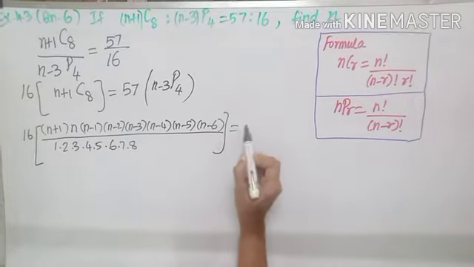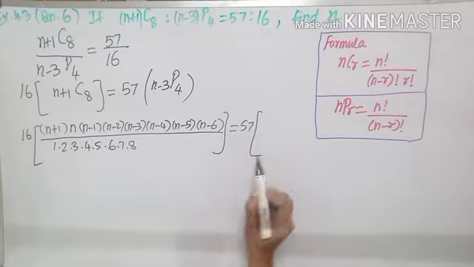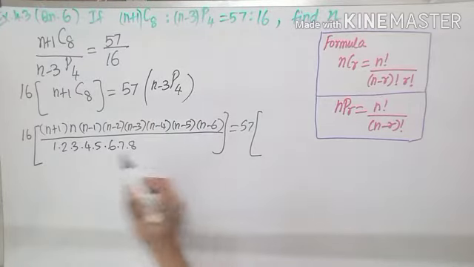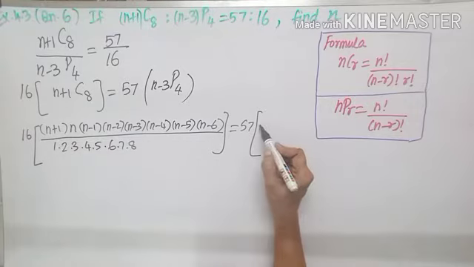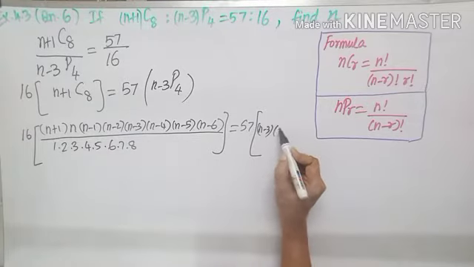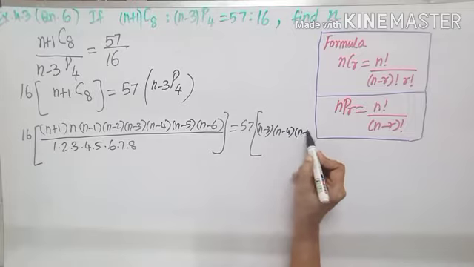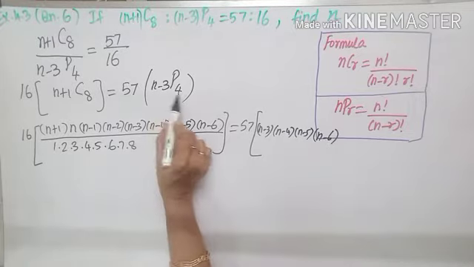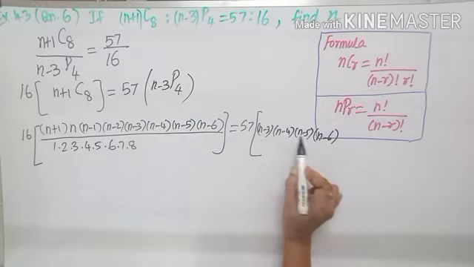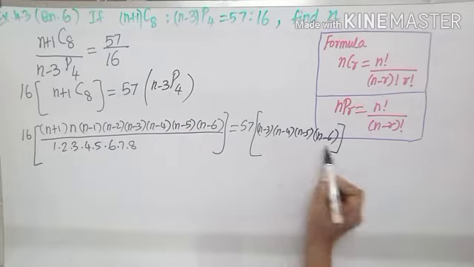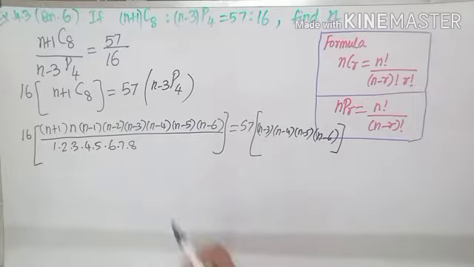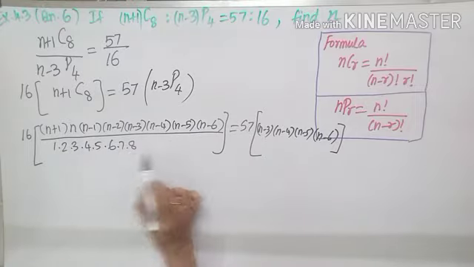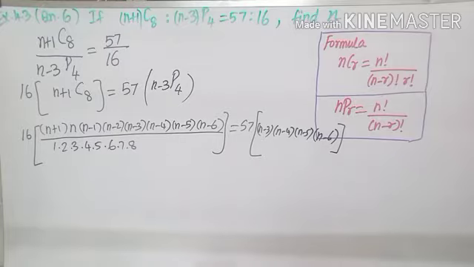The RHS is 57 into (n minus 3)P4. Permutation also follows the same procedure: n minus 3, n minus 4, n minus 5, n minus 6. How many terms should I write? 4 terms: 1, 2, 3, 4. The division will not come in permutation, whereas in combination we divide by 1 to 8. In permutation, this is my answer.